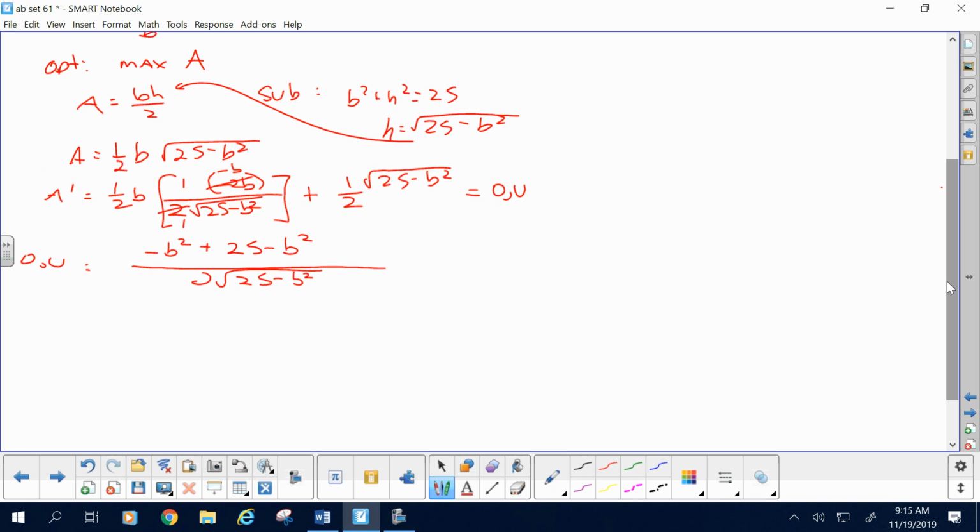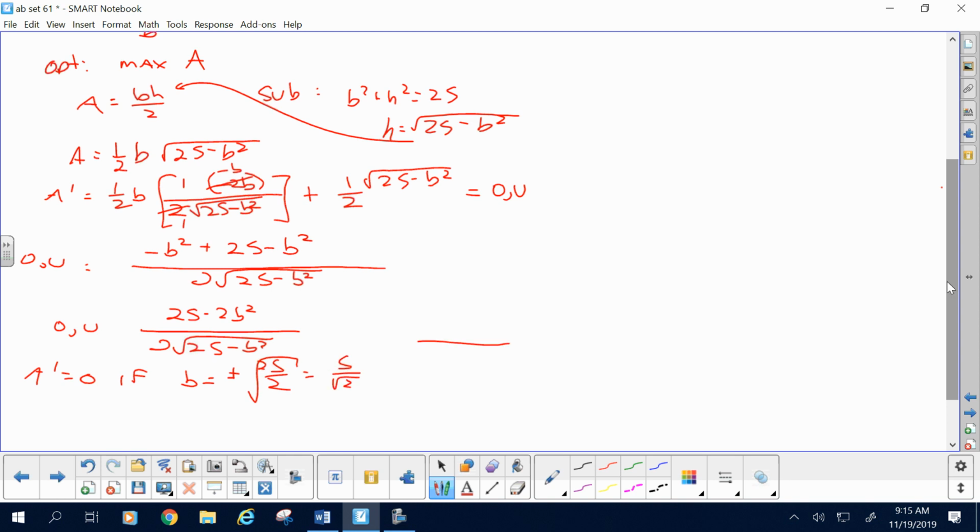All right, now what do I do? Yeah, let's just go 25 minus 2b squared. So I'm going to just put them together. Okay, so a prime is equal to 0 if b is plus or minus, but minus obviously doesn't make any sense, but plus or minus 25 over 2 square rooted, or 5 over root 2.